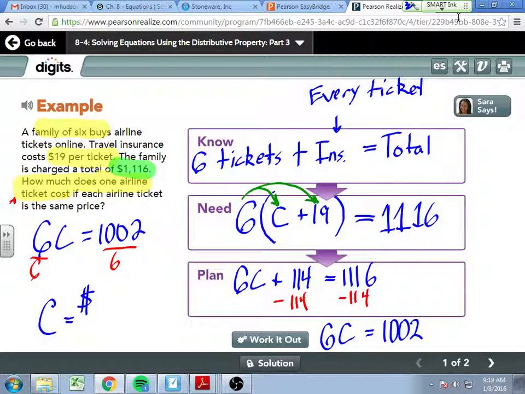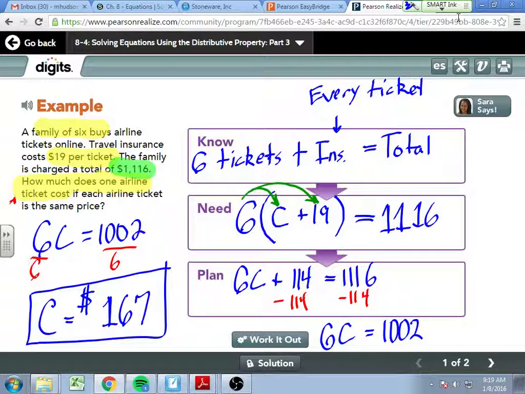Hey Todd, you getting all this written down? Yeah. I believe, and you can verify my math, I think it's 167. Is it? Sweet. So each airline ticket would cost $167, but then there'd be another $19 added to that for insurance. But the price of just the tickets is $167.